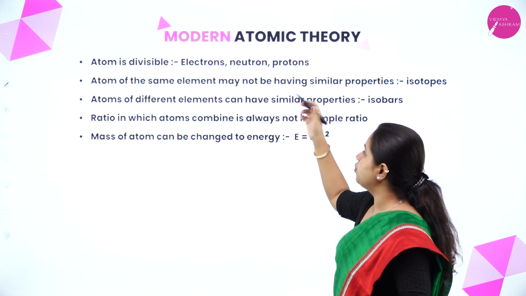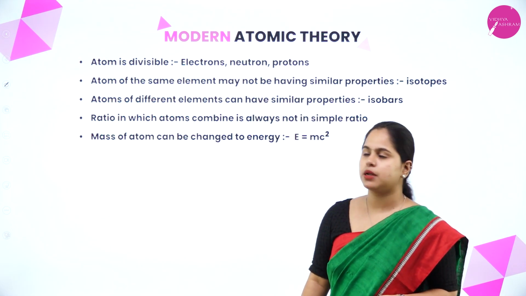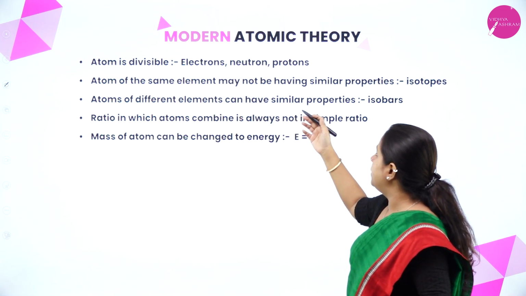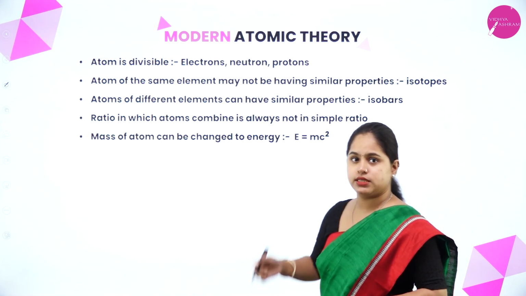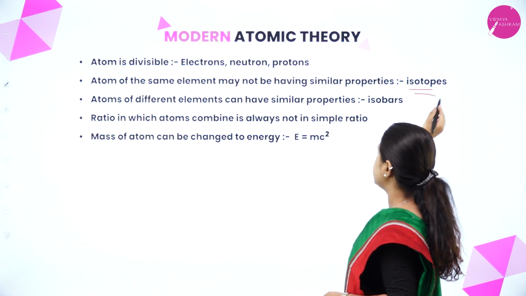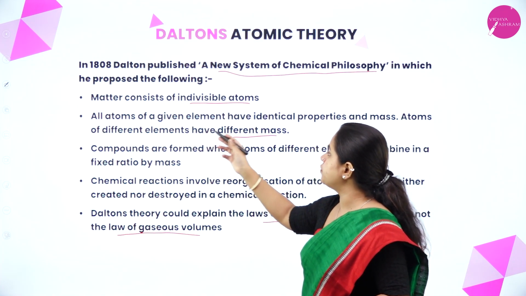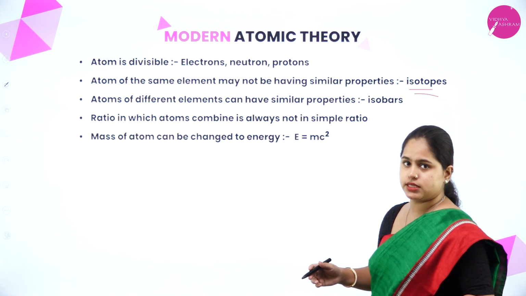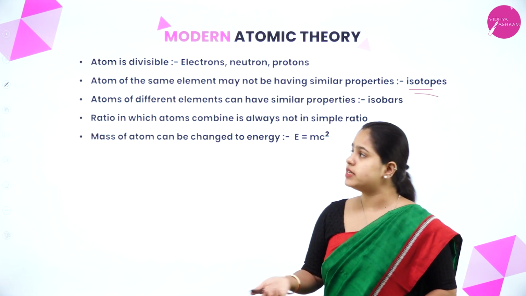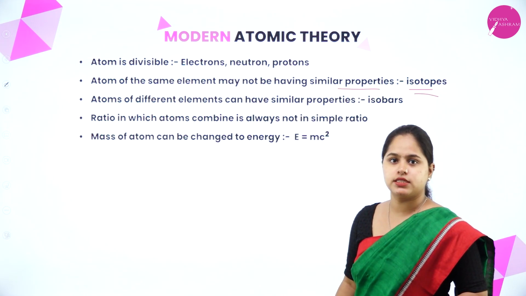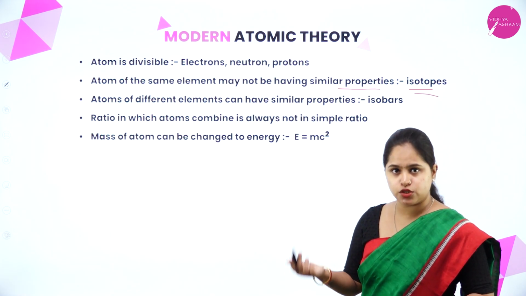That is, electrons, neutrons and protons, subatomic particles are present in it. Next one, atoms of the same element may not have similar properties. Yes, we have studied about isotopes. In Dalton's atomic theory, it was given that all atoms of a given element have identical properties, right? So it need not be true always. Atoms of the same element may not have similar properties always. An example for it is isotopes, right?